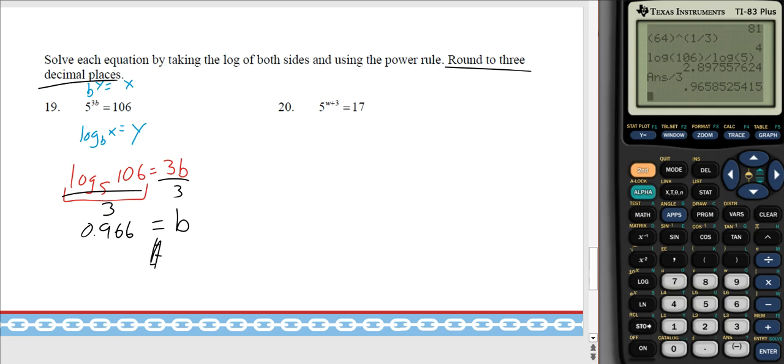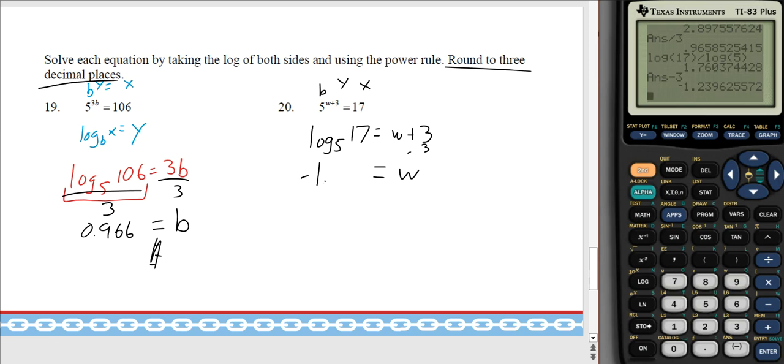20, I'm going to do the same thing, right? B to the y equals x: log base 5 of 17 equals w plus 3. So I'm going to evaluate the log base 5 of 17 on my calculator. Log of 17 divided by log of 5, right? 1.760. And then I can subtract away the 3 from over here. Subtract 3 from both sides. So I'm going to get w equals negative 1.240, rounded to 3 decimal places.